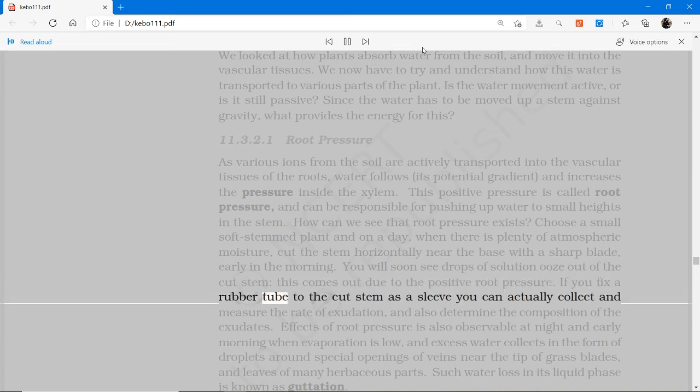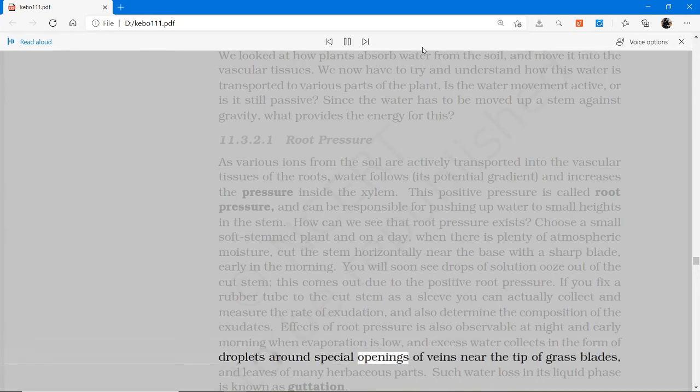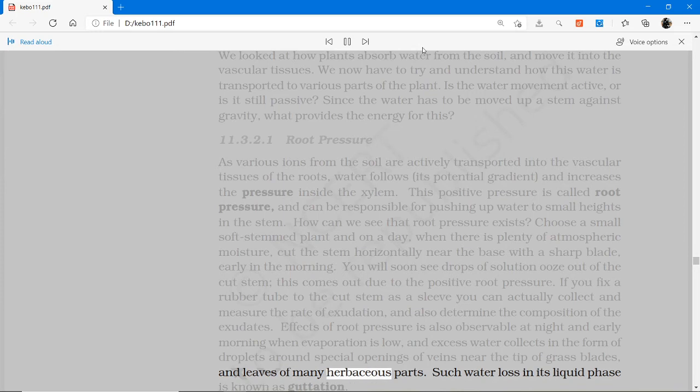If you fix a rubber tube to the cut stem as a sleeve, you can actually collect and measure the rate of exudation, and also determine the composition of the exudates. Effects of root pressure are also observable at night and early morning when evaporation is low, and excess water collects in the form of droplets around special openings of veins near the tip of grass blades and leaves of many herbaceous parts. Such water loss in its liquid phase is known as guttation.